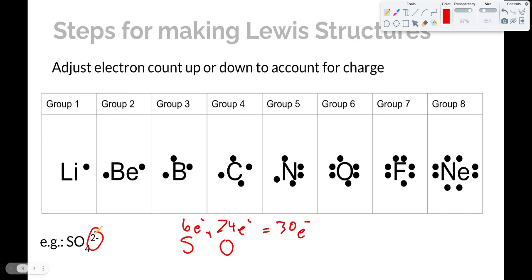But this has a 2- charge. And if it has a negative charge, that means there's extra electrons in there. So because it's a 2- charge, we're going to add 2 extra electrons. So our total electron count will be 32.